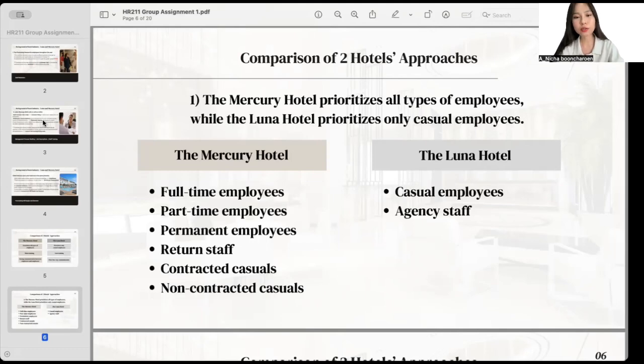But if you apply to the Luna Hotel, it's like the HR is saying to you that, oh, if you're applying to be a full-time employee, I won't take care of you that much because the Luna Hotel loves the casual employees only. Now, do you see the difference? That's why I say the Mercury Hotel prioritizes all types of employees, while the Luna Hotel prioritizes only casual employees.